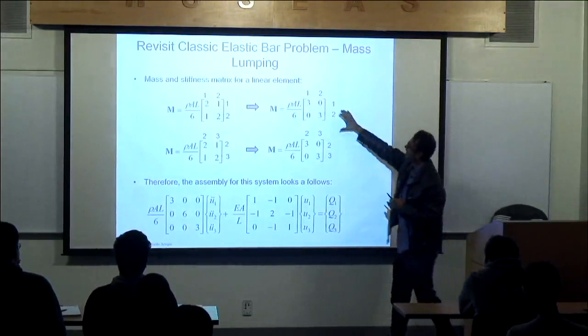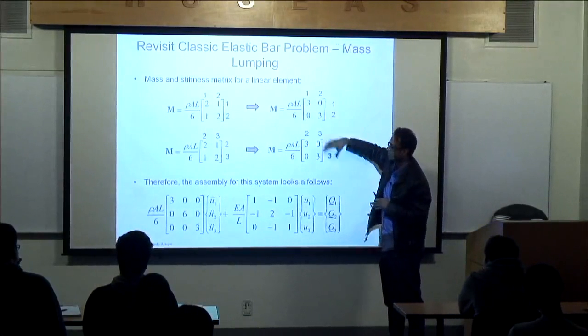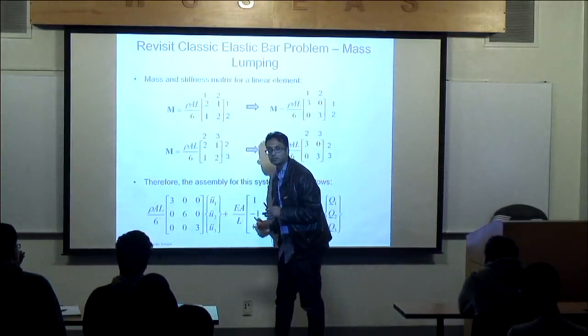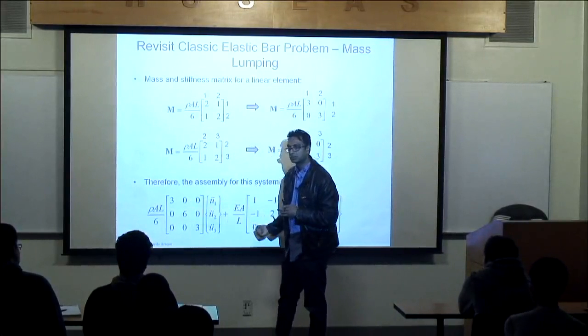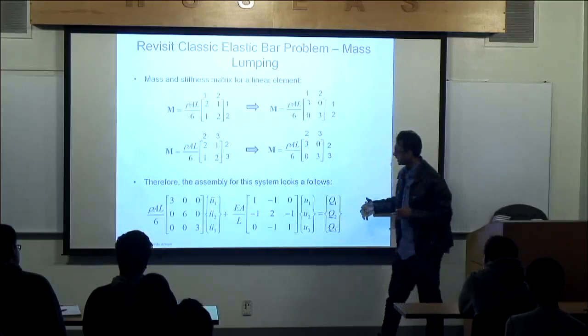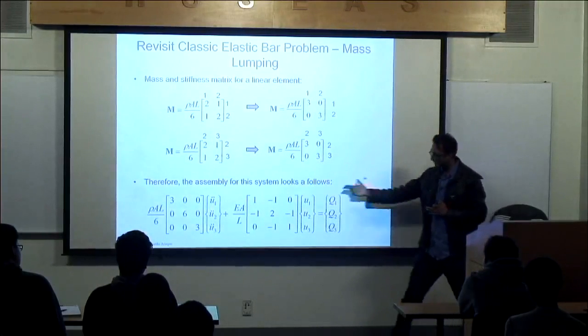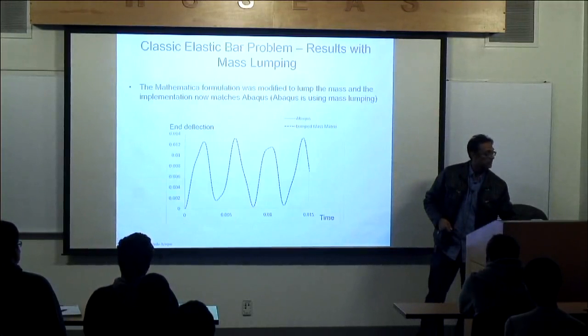And so now when I assemble these two elements, what I get is basically 3, 6, 3. And you can see this is easily invertible. You can invert this very quickly, by hand actually. Now, I went in and ran Mathematica again, but with that mass matrix. Look at that.